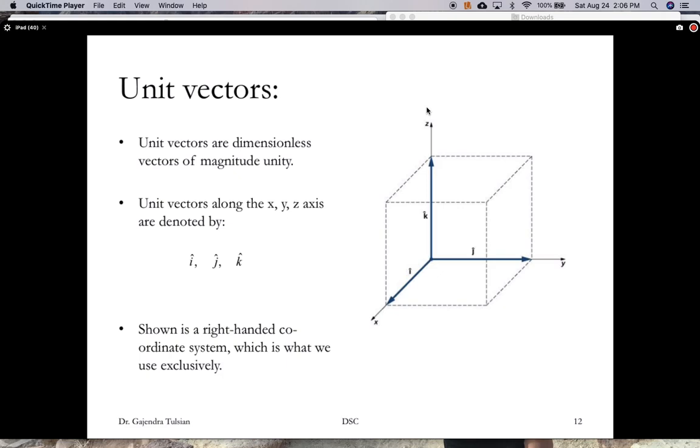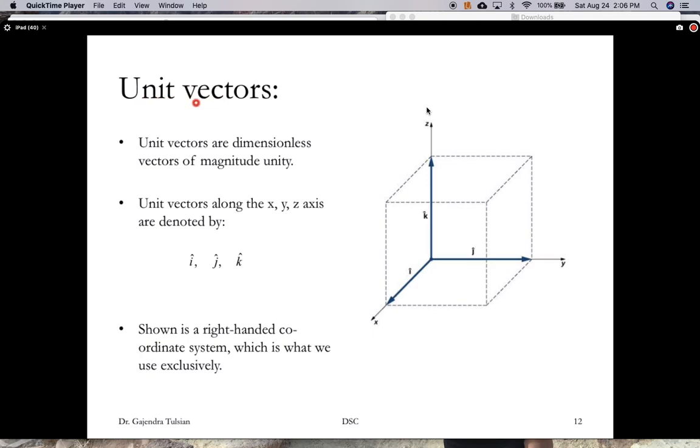Now we'll define some special vectors called unit vectors. As the name suggests, their length is 1 unit. And these will be dimensionless vectors. What that means is, you can use this with any quantity. You can use these unit vectors to specify forces, accelerations, and so on. And you'll see in a second the dimensions will be associated with the components.